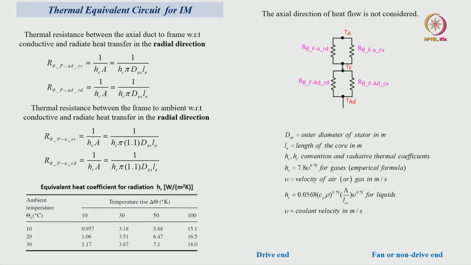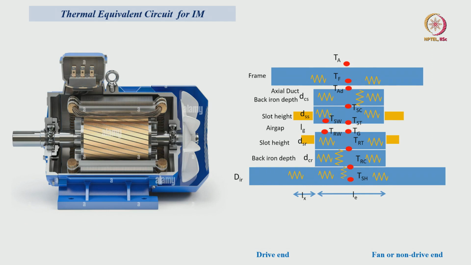And from the axial duct to ambient, axial duct to frame, the thermal resistance we can consider in radiation manner as well as convection manner, and then frame to ambient also in a convection as well as radiation manner. So, those equations we can see here in terms of convection and radiation. So, with respect to these equations, we can find the thermal resistances between all 14 nodes.